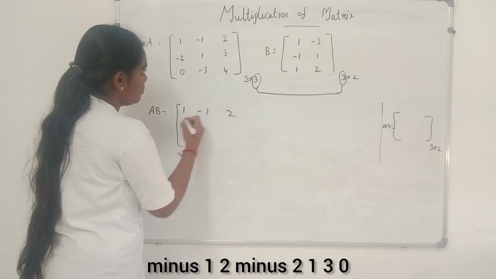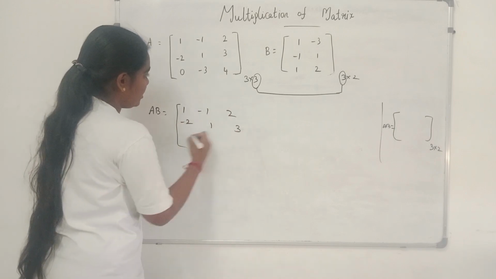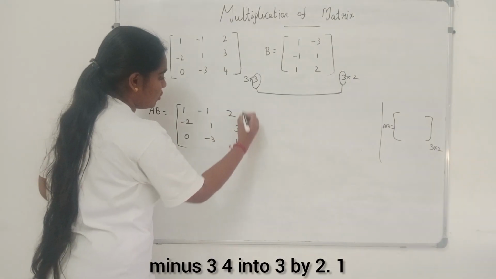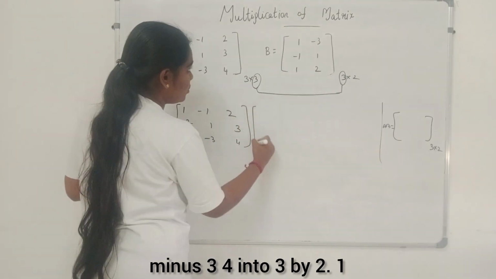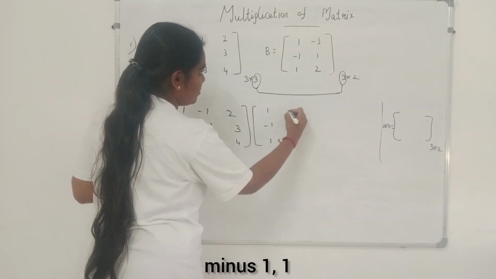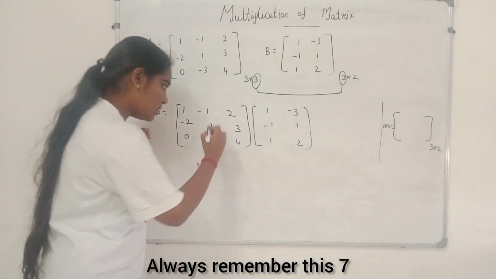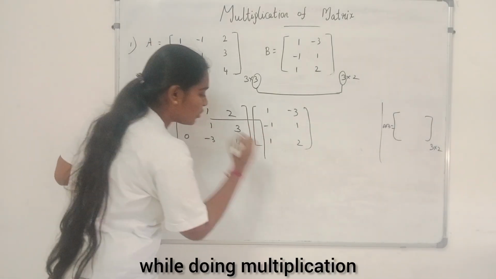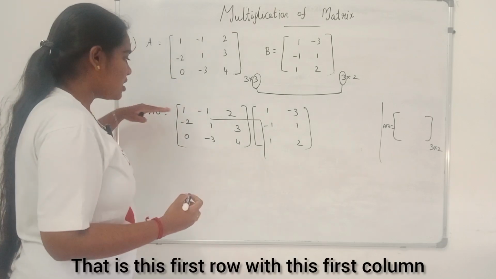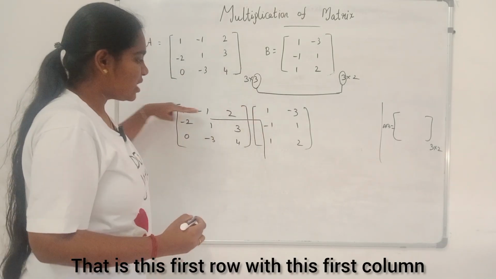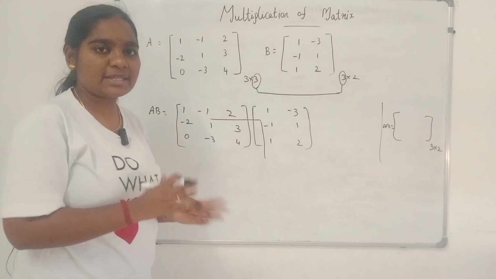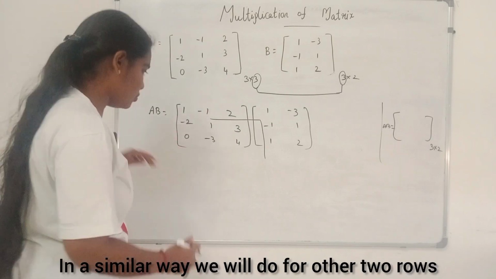Next, we can do multiplication. The matrices are 1, minus 1, 2; minus 2, 1, 3; 0, minus 3, 4 into 1, minus 1; 1, minus 3; 1, 2. Always remember this while doing multiplication: the first row with the first column, the first row with the second column. In a similar way, we will do the other two rows.